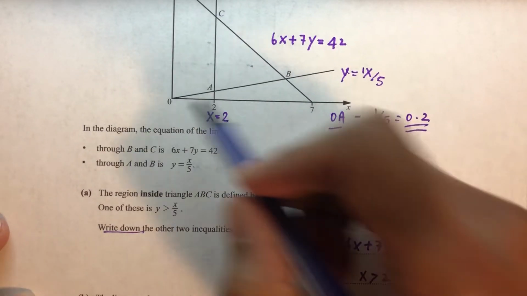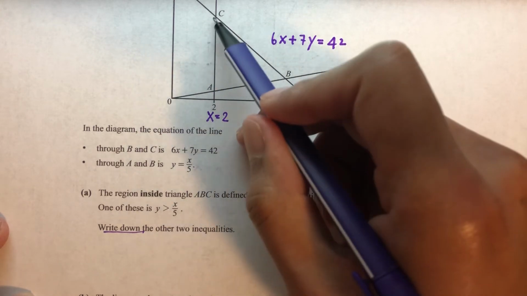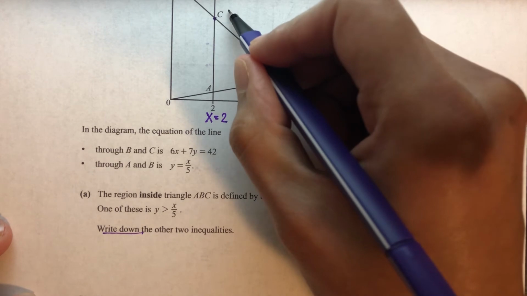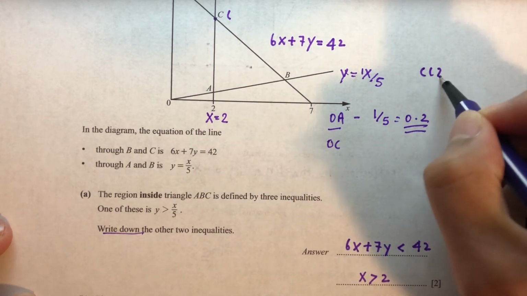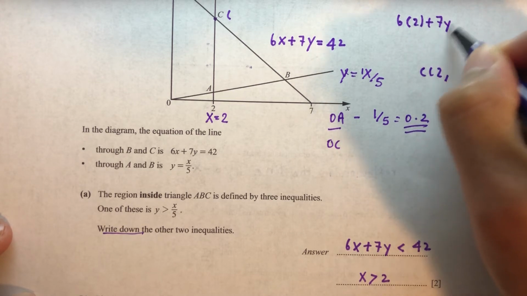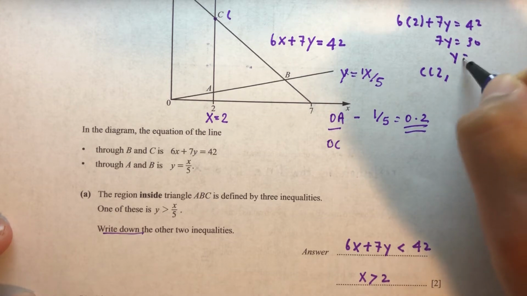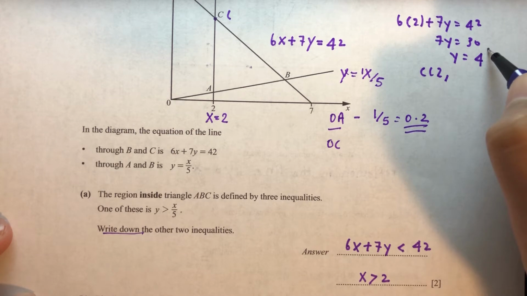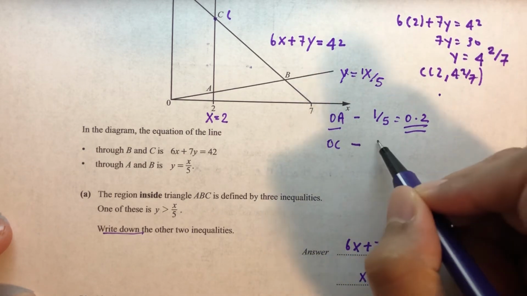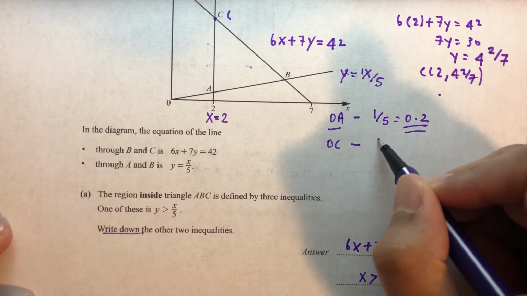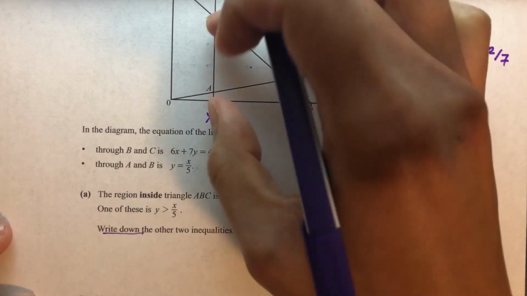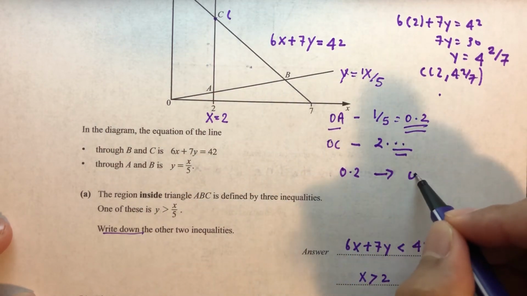Now we have to find the gradient of OC. We have O to C, so point C will be 2, and then the y coordinate: we place 2 onto x, so 12 plus 7y equal to 42, 7y equal to 30, so y equal to 4 and 2 over 7, right? So that's the y coordinate. So the gradient of OC will be somewhere around 2 point something. So we know that for this length, the gradient is between 0.2 and 2 point something.